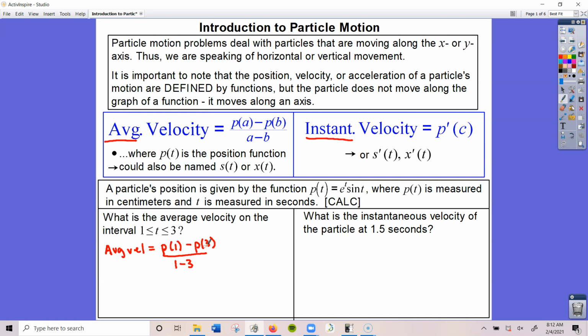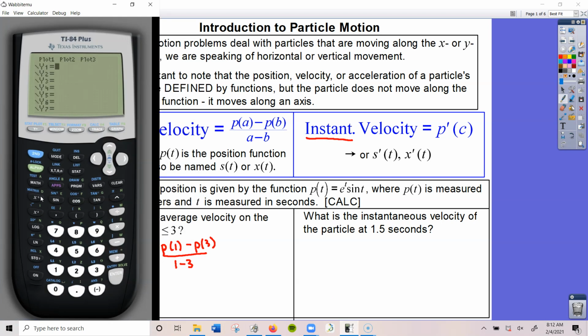So in order to get these values, we're just going to go to the calculator. Let's go to the y equals menu, and then we're going to type in this function. So e raised to the x times sine of x. And now we'll graph. Okay, so here we're just looking for the function values. I don't necessarily need to adjust my window for this because the calculator is going to do all the work for us. So we can go to the second calc menu.